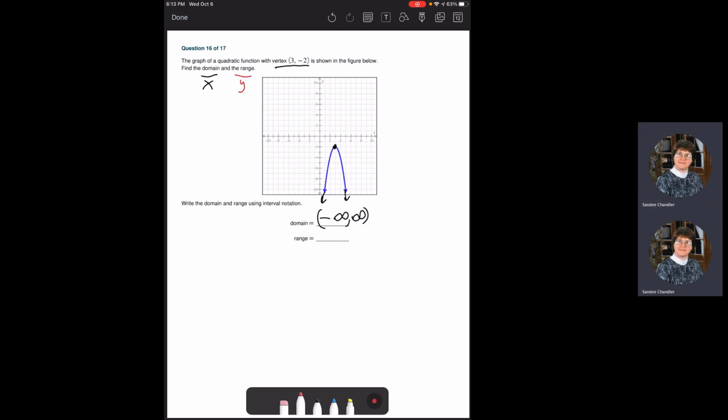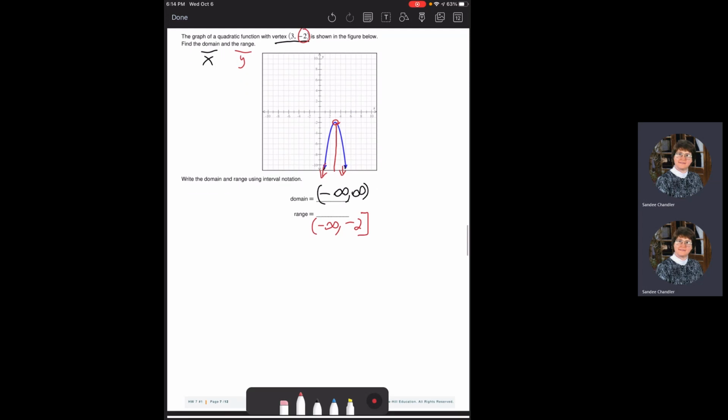The range has that same idea. Starting way down in the negatives, and way down in the negatives is -infinity. And it's coming up, and it's stopping right there at our vertex, which the y value is -2. And that's closed because there's not an open hole there. There's no open hole. So it goes all the way to that point. And that's all there is to that.